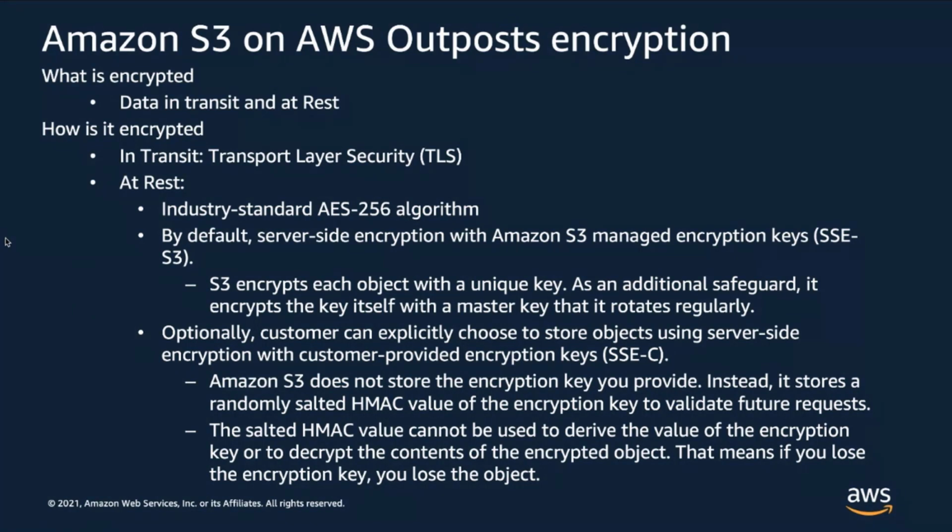The other option is that the customer can supply the encryption key, and we call this SSE-C. Here, S3 does not store the encryption key you provide. Instead, it stores a randomly salted HMAC value of that encryption key so it can validate future requests for it. This salted HMAC value cannot be used to derive the value of the encryption key or to decrypt the contents of the encrypted object. This means that if you lose the encryption key, you lose access to that object. So when you're supplying the encryption keys, you're responsible for safeguarding those encryption keys.